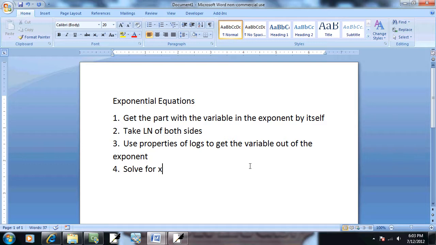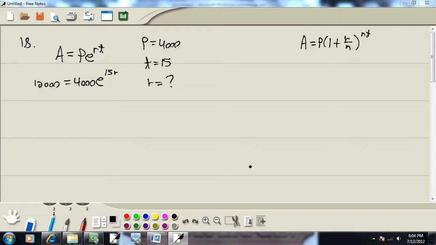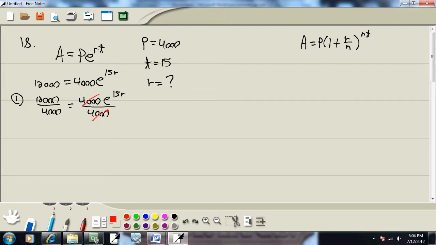Okay. Step 1. Get the part of the variable in the exponent by itself. Well, the part of the variable in the exponent is the e to the 15r. Well, if I divide both sides by 4,000, that'll do our first step. When I do that, the 4,000 is going to cancel. 12,000 divided by 4,000 gives us 3. Equals e to the 15r.